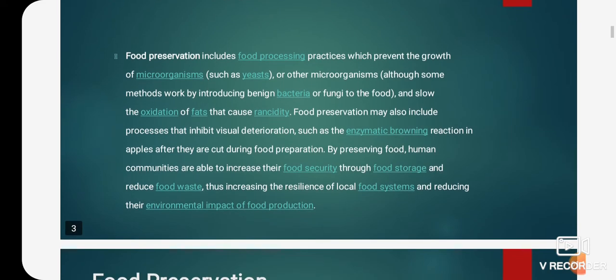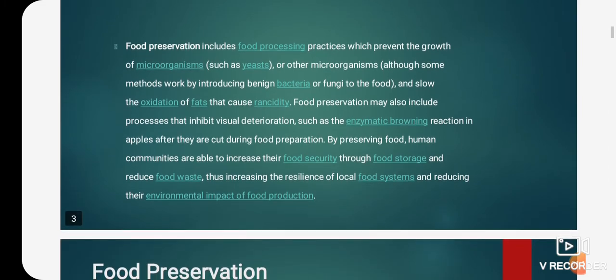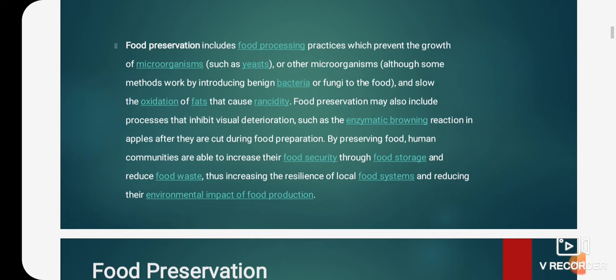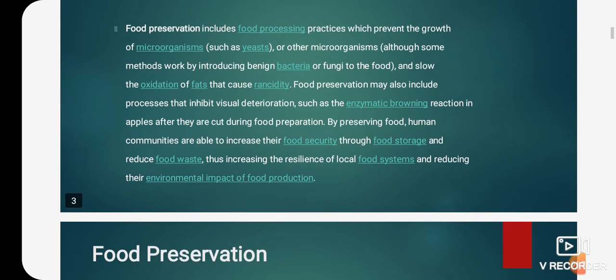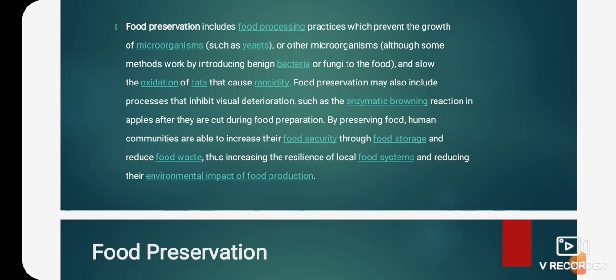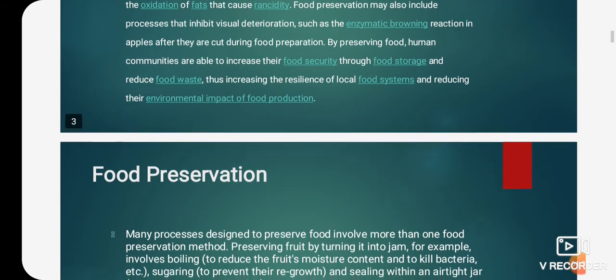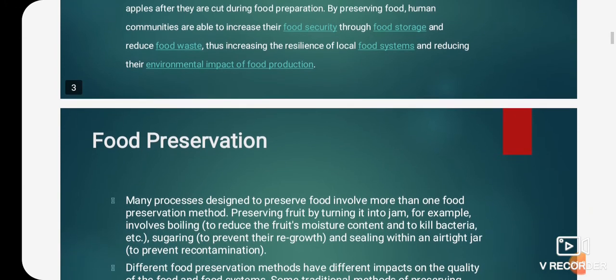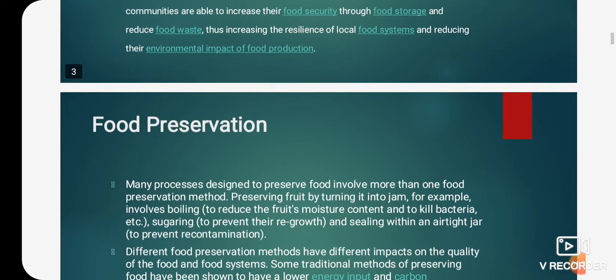By preserving food, human communities are able to increase their food security through food storage and reduce food wastage, thus increasing the resilience of local food system and reducing their environmental impact of food production. So students, many processes designed to preserve food involve more than one food preservation method.